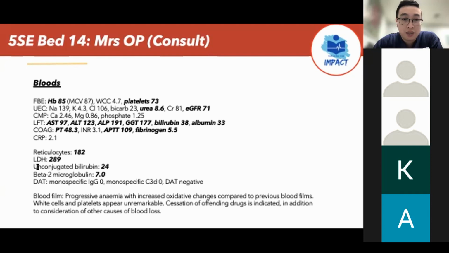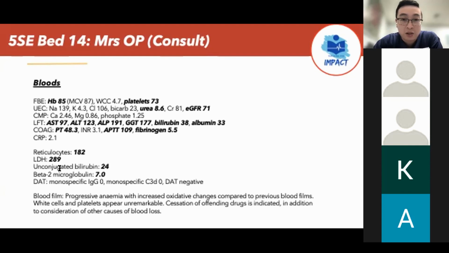And this is the hemolysis screen. LDH is elevated, unconjugated bilirubin is elevated, beta-2 micro is also a marker of cell turnover. So increased reticulocytes.